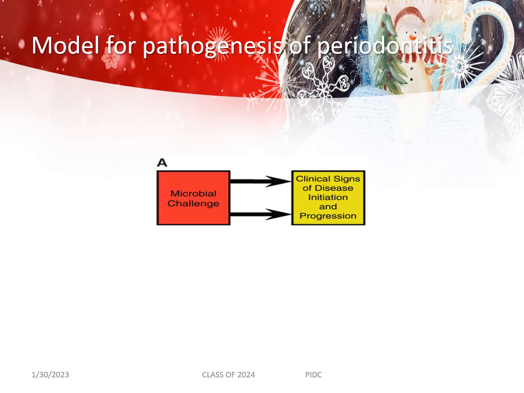So now coming to the model for pathogenesis of periodontitis. Several authors came to the conclusion that microbial challenge is the main reason for the initiation as well as progression of the clinical signs of disease, which means that it is just because of the microbes that there are signs of disease present in the oral cavity.